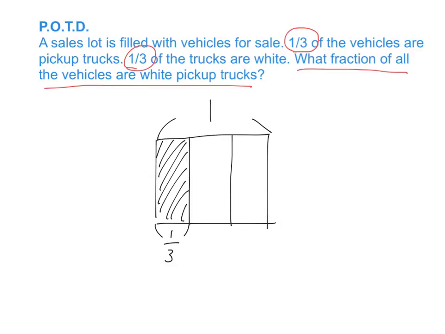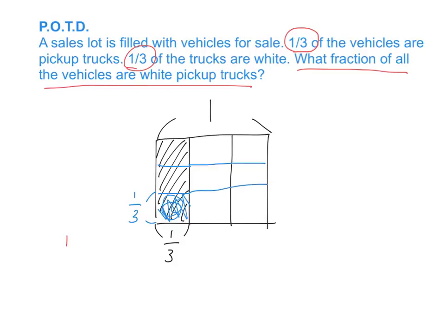Now, are all of those pickup trucks white? No. How many of them are white? What fraction of those pickup trucks are white, according to the problem? 1/3. So that means I have to divide that black section into how many sections? 3. So when I divide, be careful, I don't just do that. I have to divide them all the way across. Okay? Be careful. Now, how many of those sections should I color in? 1. And I need to do what? Label it as 1/3.